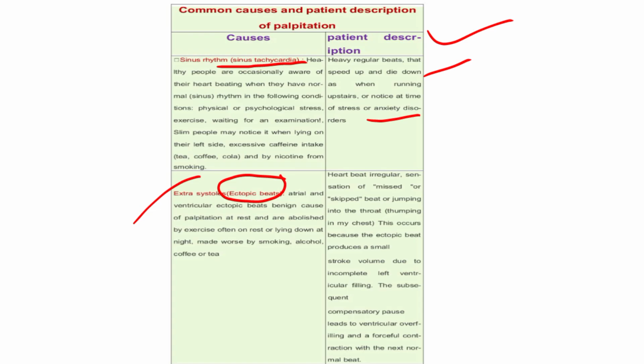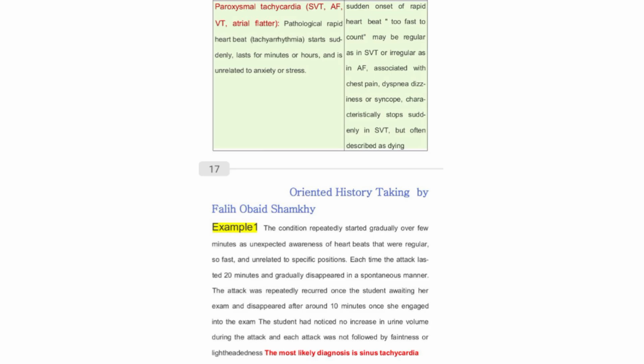In case of ectopic beat, heartbeat becomes irregular and there is any missing or skipped in the beat or jumping into a throat. This is caused because the ectopic beat produces a small stroke volume. So this is the patient description, and there is the missing of a beat. Next we have paroxysmal tachycardia, in which the heartbeat is irregular and too fast.